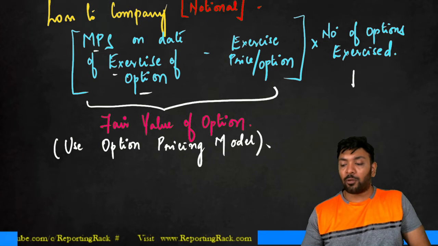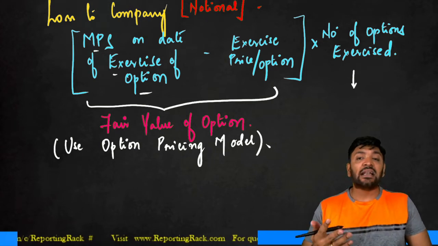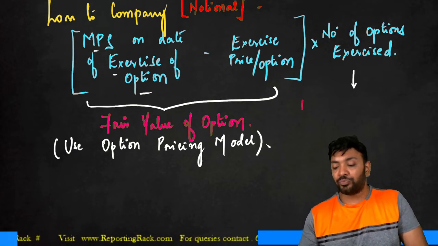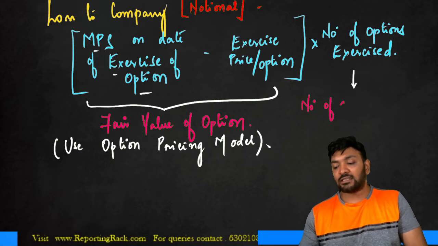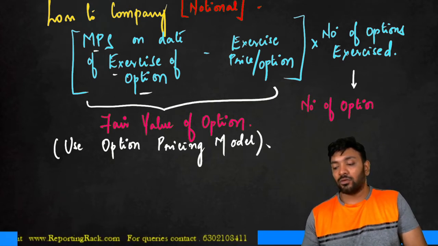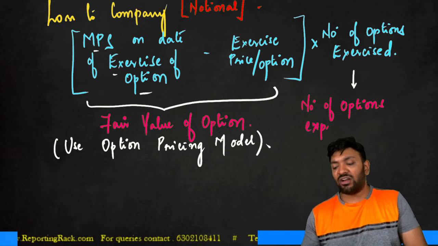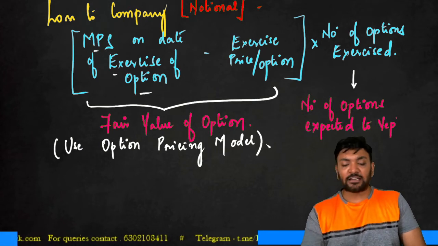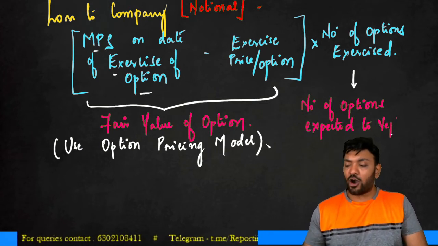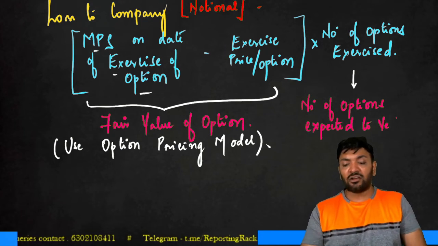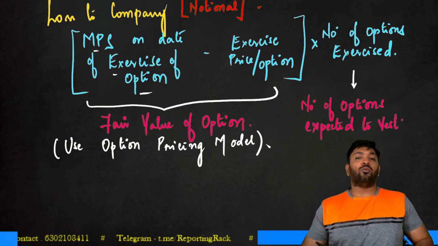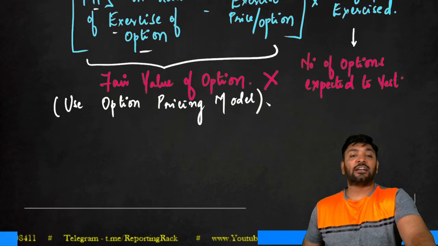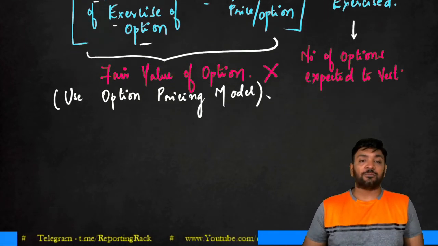Regarding this concept of number of options exercised, I don't know unless and until the options are actually exercised. Therefore, this I will try to estimate based on number of options which are expected to vest. How many employees are expected to satisfy the vesting condition? How many options are expected to vest? Based on which I will start calculating what is my loss to company. So my loss to company can be given as number of options expected to vest multiplied by fair value of option.